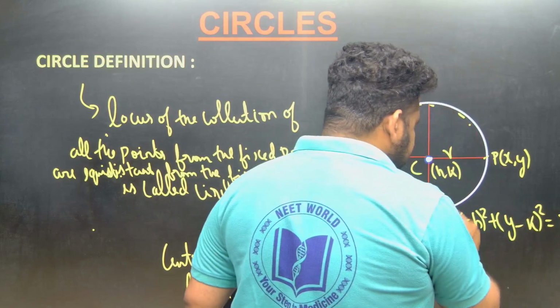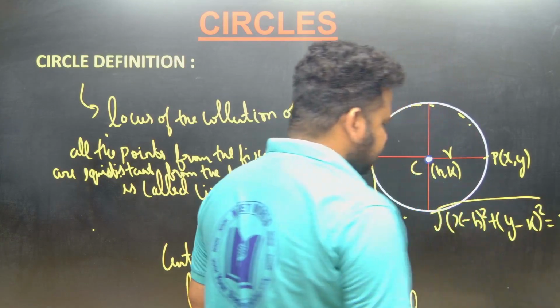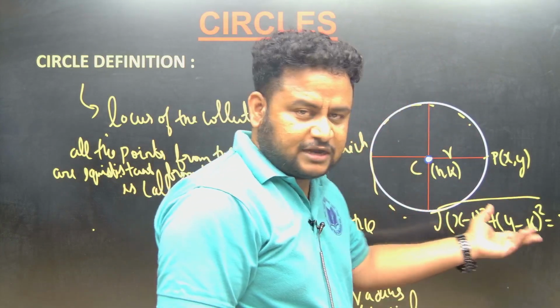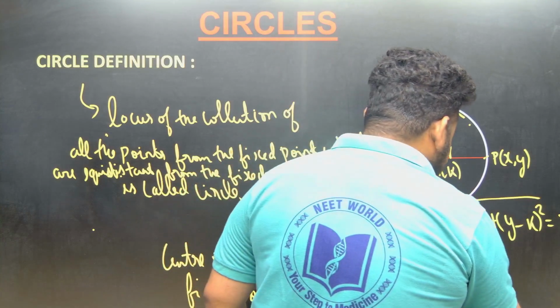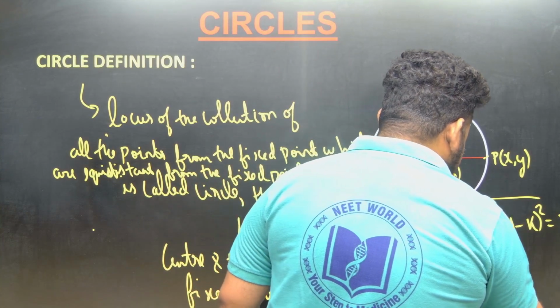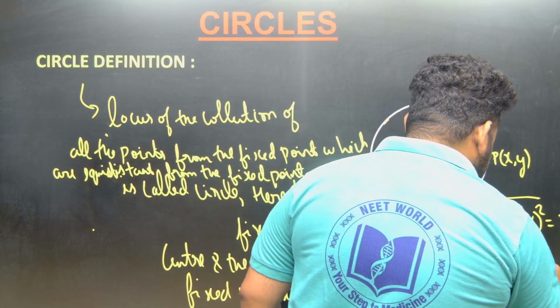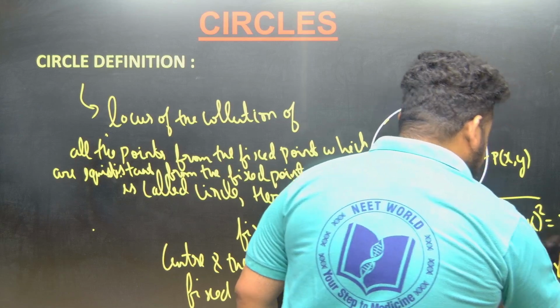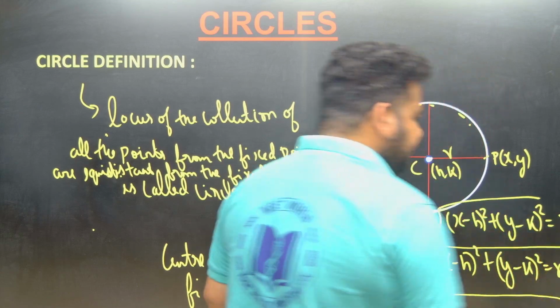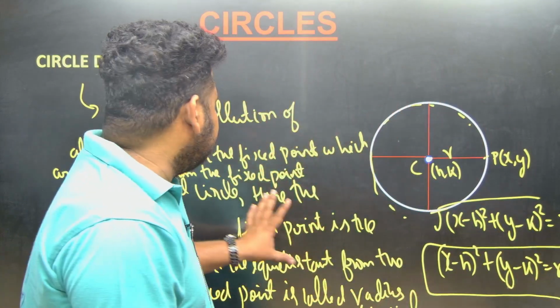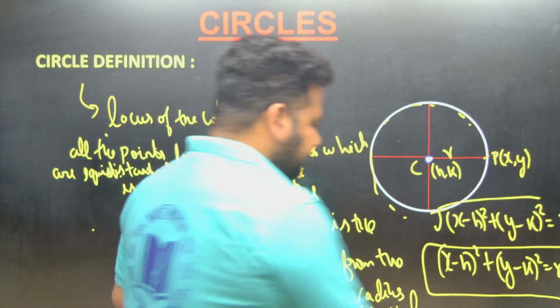Since I am writing the square root here, if I remove the square root, I should square on both sides. I will get x minus h whole square plus y minus k whole square is equal to r square. This is nothing but the standard equation of the circle. Now do you understand the definition of circle? Now come back to this.